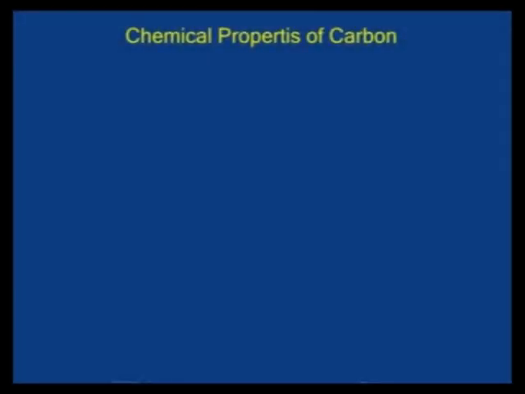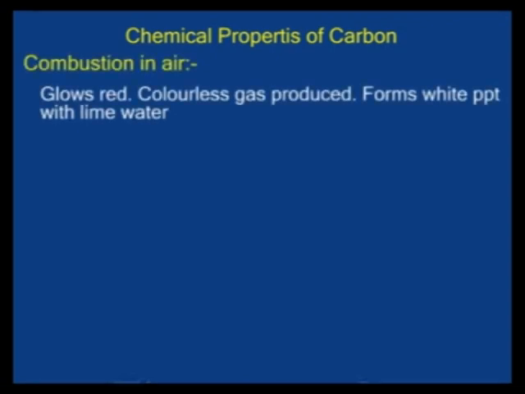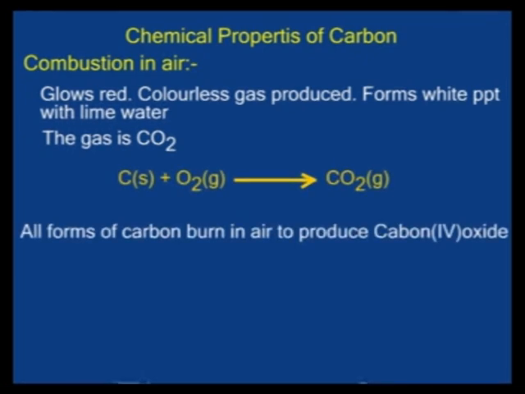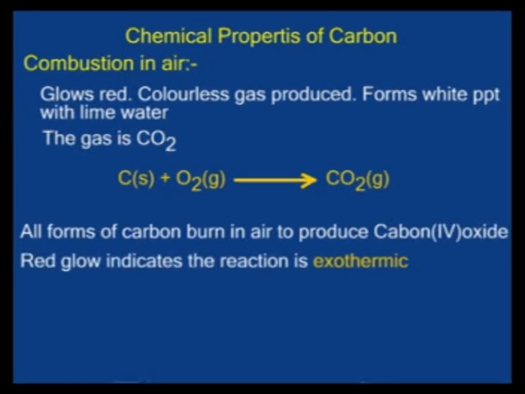Let's now turn and look at chemical characteristics of carbon, and we shall start with combustion in air. When carbon is heated, it glows red. A colorless gas is produced which forms a white precipitate when bubbled through lime water. This gas is definitely carbon dioxide. All forms of carbon burn in oxygen to form carbon dioxide, although at different temperatures. The red glow indicates that the reaction produces heat. It is exothermic.